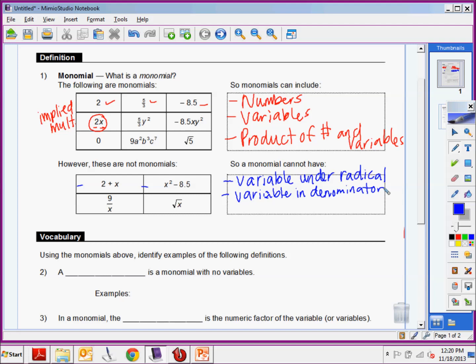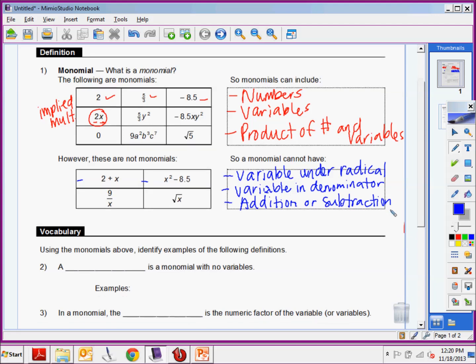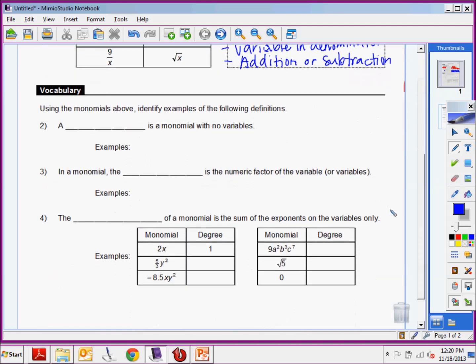Last thing is that you cannot be adding or subtracting. So, a monomial cannot have a variable under the radical, a variable in the denominator, or addition or subtraction.